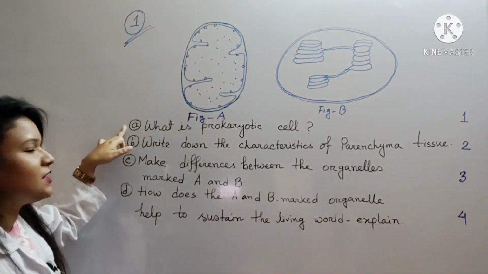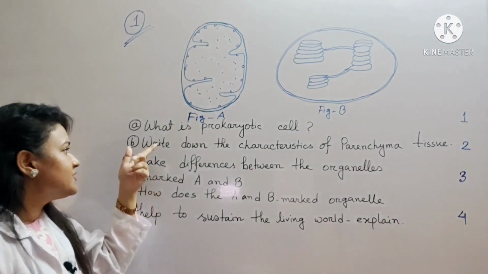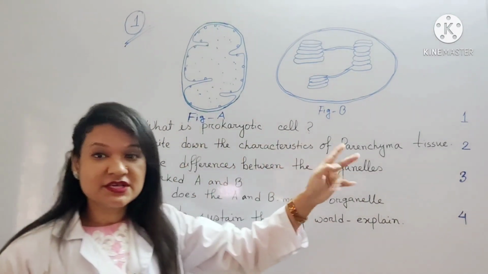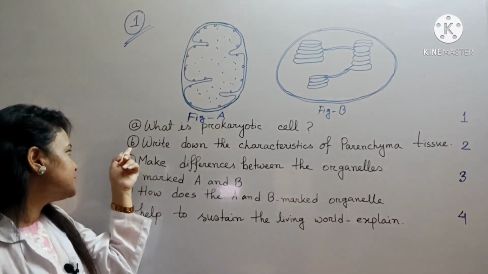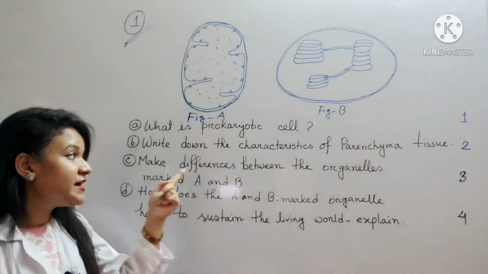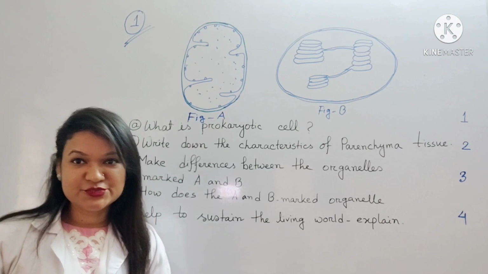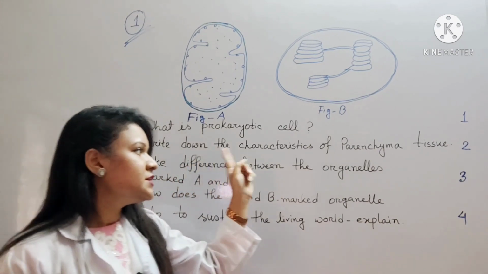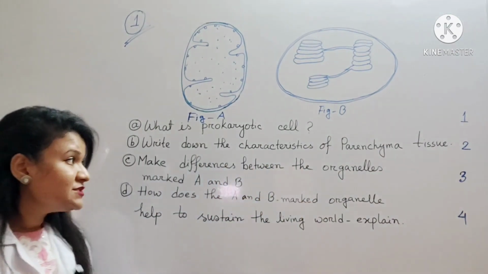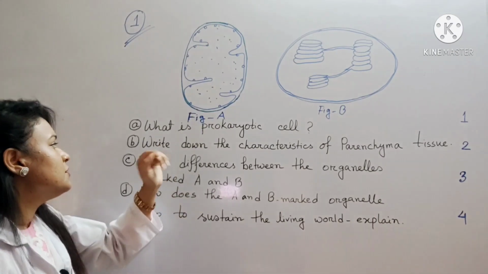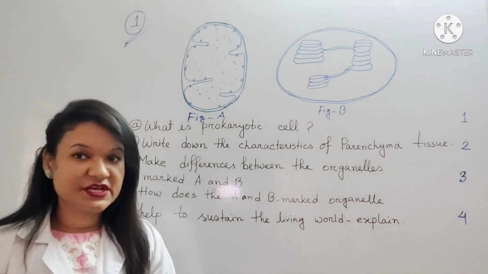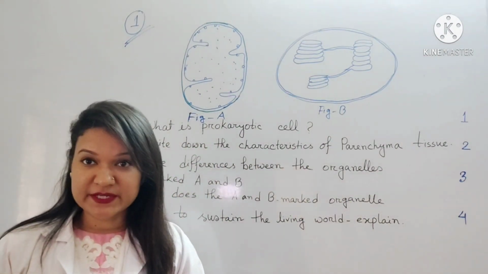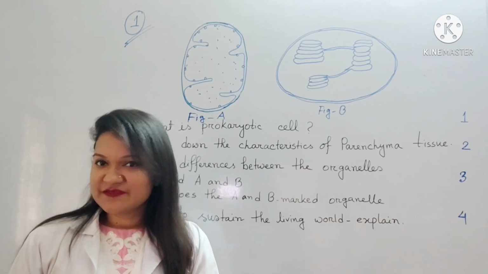So first of all, this is our knowledge based question. What is a prokaryotic cell? If you give this answer, then you will get 1 mark. Then I will go to number B. Number B is: write down the characteristics of parenchyma tissue, and this is your comprehension based question. If you answer this, you will get 2 marks. If you want 2 marks, first of all you have to fill up the knowledge based answer, that is, what is parenchyma tissue, and then you will go to the characteristics of parenchyma tissue and you will get 2 marks very easily.